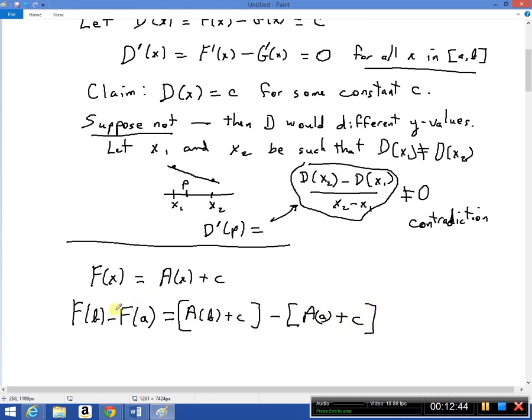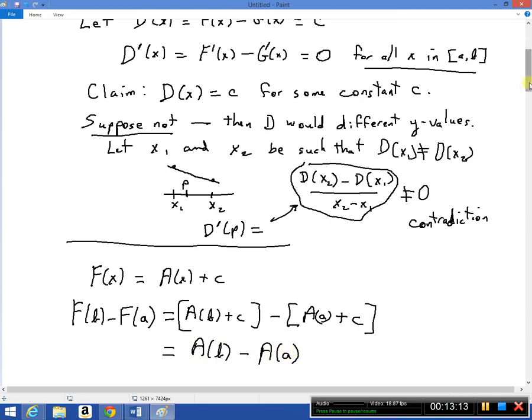Take another look at that. Capital F evaluated at b means, using this formula, you could take capital A and evaluate it at b plus a constant. And then this is capital F at a, so that means you replace x by a, and that gives you this. And of course, when you simplify that, the C's cancel. They never mattered in the first place. And you're left with A of b minus A of a.